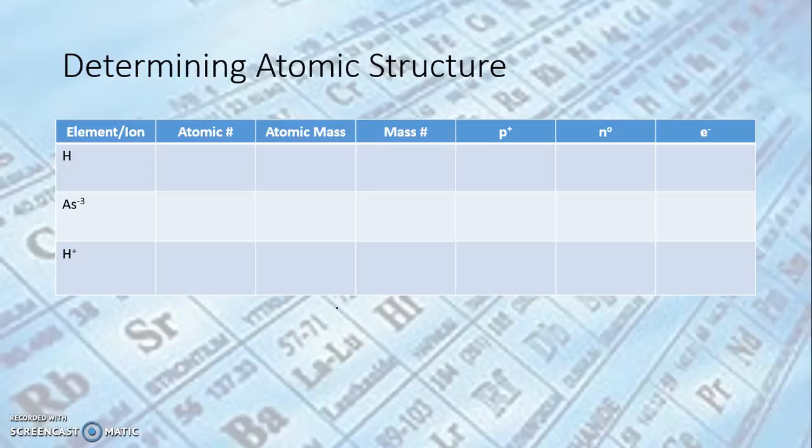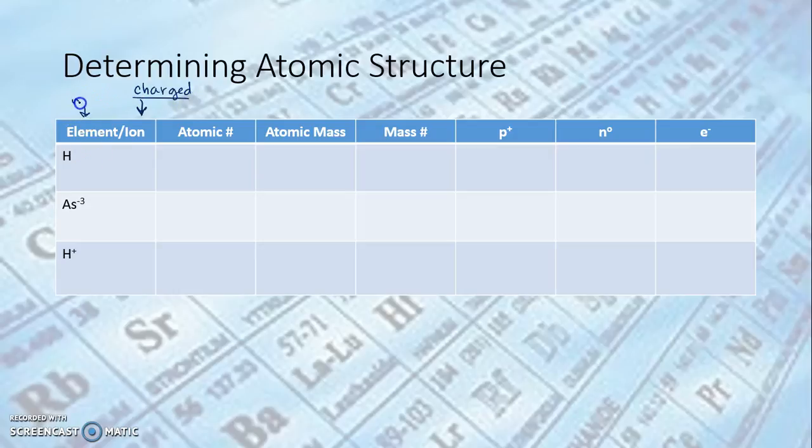All right. So determining atomic structure. We talked about this in the last vodcast. Here's another way that we could do this, and I give you a chart, and you have to fill out the chart. So the element or ion is here, and we haven't really talked about ions too much, but I'm going to introduce them here, and then we'll bring them back in later. Okay, so ion, remember, is a charged particle. It's charged, positive or negative.